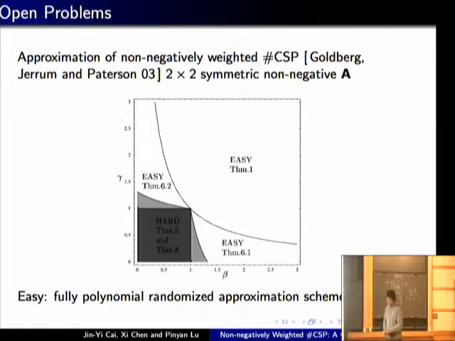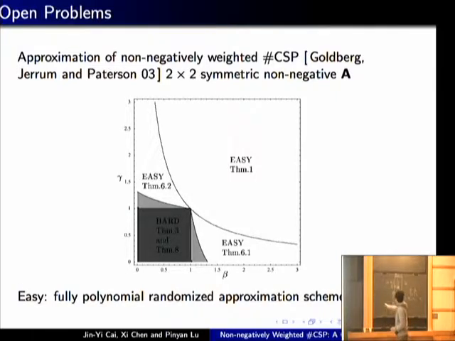And the second direction is about approximate counting. So suppose you have these non-negative weighted languages, and again you want to compute this exponential sum. But instead of computing exactly, you want to just output a number that approximates it. And it turns out that we know very little along this direction. Here is a paper from 2003, and even for the case of one single 2x2 matrix that is symmetric and non-negative, we know very little.